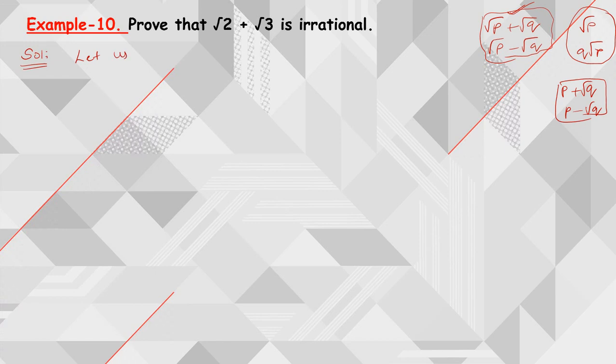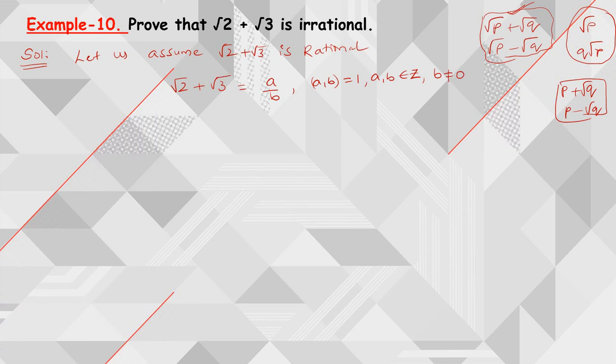So what we are going to do is, let us assume root 2 plus root 3 is not irrational. So we are going to assume that root 2 plus root 3 is a rational number. Then I can write root 2 plus root 3 as a by b, where the HCF of a, b is 1, a, b belong to the integers and b is not equal to 0, right?